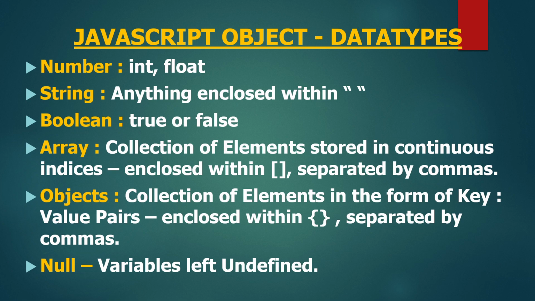Boolean will consist of either 0 or 1, true or false. It shows the true or false value of the input. An array is nothing but a collection of elements stored in continuous indices. An array will be represented within square brackets, and each element in the array will be separated by commas. Objects are a collection of elements in the form of key value pairs, which is similar to dictionaries in Python, and they are enclosed with curly braces. Each key value pair will be separated by a comma in the objects.